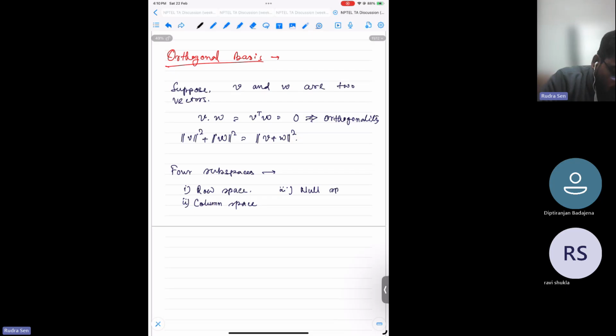Third, null space. Null space means the space spanned by the vectors which give the solution Ax equals 0. And the fourth one is the left null space. What is left null space? After taking the transpose of matrix A, we find the null space of that matrix. So it is called left null space, or null space of A transpose.